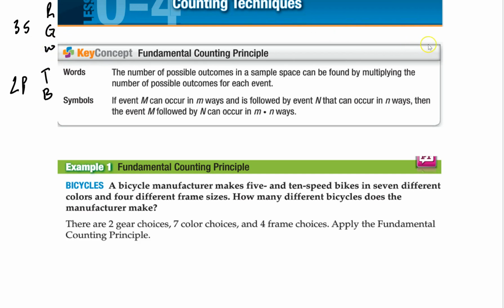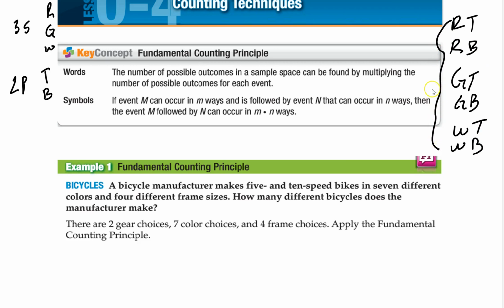Well, I could do the red shirt with either tan or black. And then I'm pretty much out of options. I could do the same with the green shirt. I could wear a green shirt with either tan or black. And I can do the same with the white shirt. I could do white and tan and white and black. So I have 6 total possibilities.